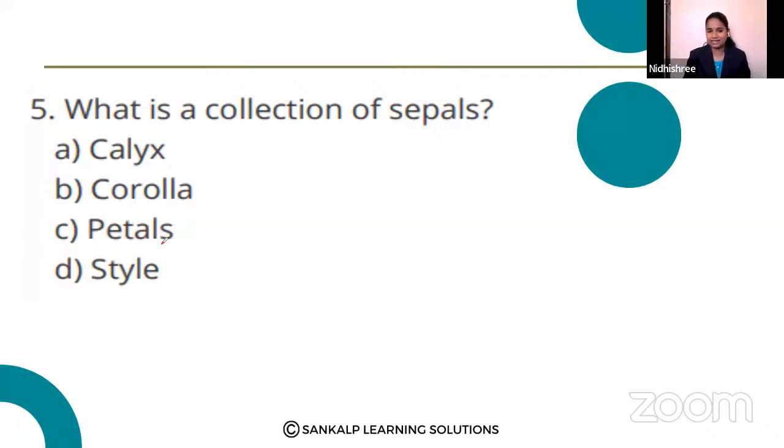If the collection of sepals is called calyx, what do we call the collection of petals? Anyone? Okay. Option D, that is corolla, is the right answer. Now, let us discuss certain concepts again.